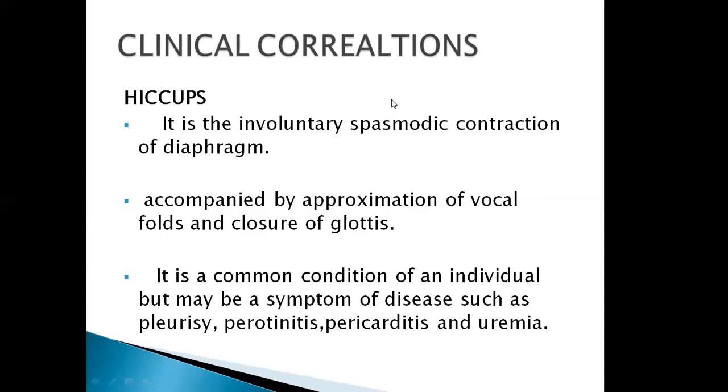Clinicals, first of all, this is the hiccups. Hiccups is an involuntary spasmodic contraction. Spasmodic means it occurs in periods. It is a spasmodic contraction of the diaphragm that is accompanied by approximation of the vocal cords and closure of the glottis. It may be a common condition, but may be a symptom of certain diseases like pleurisy, peritonitis, pericarditis, and uremia. Uremia is an increased level of urea in the blood.